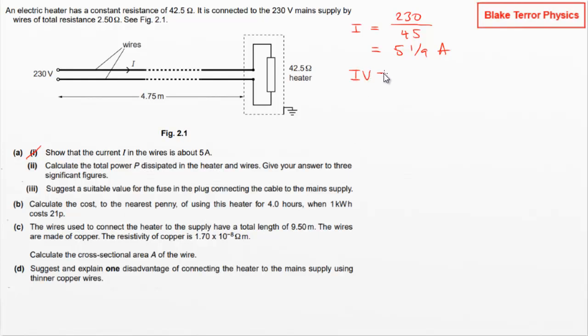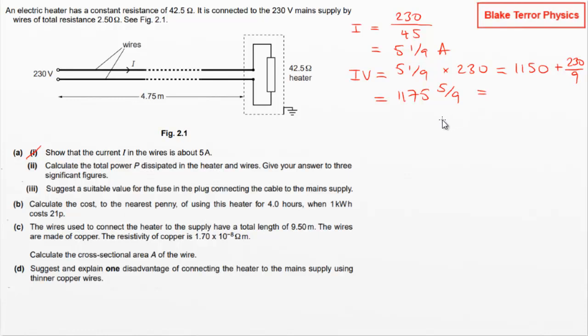Right, so our power is I times V, so that is 5 1/9 times 230. So that is going to be multiplied by 5 first, so 1150 plus 230 over 9. Let's just keep doing this as 230 over 9, so that's going to be 25 is going to leave us with 5 ninths, so 1175 and 5 ninths.